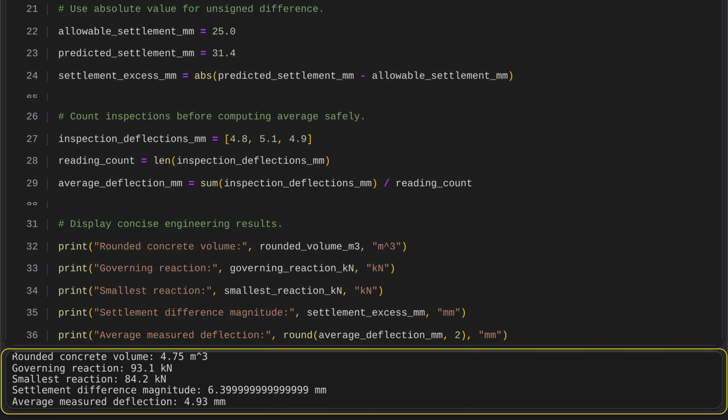This Python script uses built-in functions to summarize key engineering calculations. It rounds the required concrete volume for a footing, finds the maximum and minimum beam reactions, measures the absolute settlement difference, and computes the average deflection from inspection readings. It then prints these results with appropriate units.